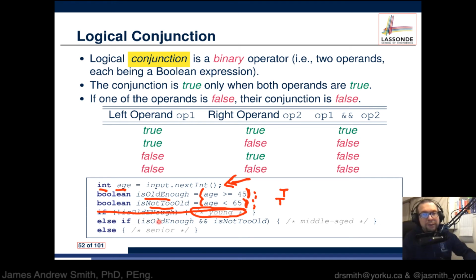And then else if is old enough. So this would be true and true. So true and true, this right here would be found to be true. So whatever was in the curly braces right here would be executed, and then this would be ignored. So that's basically how this sort of thing would work.